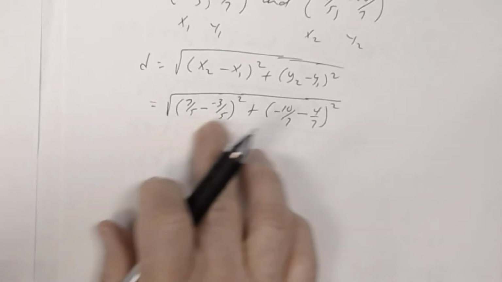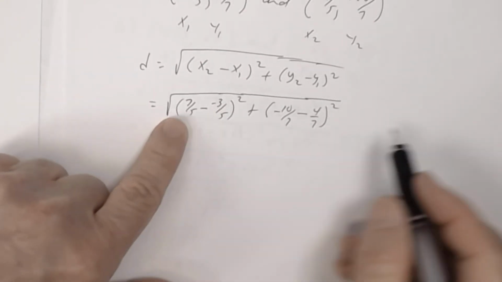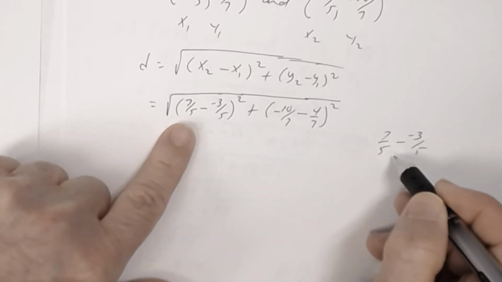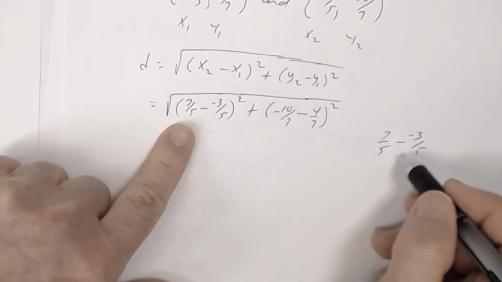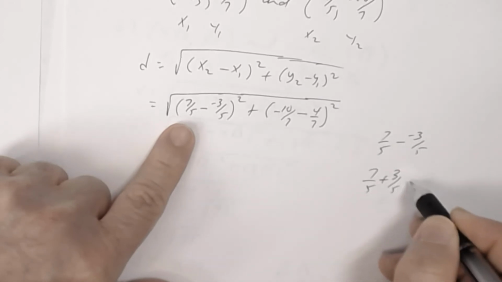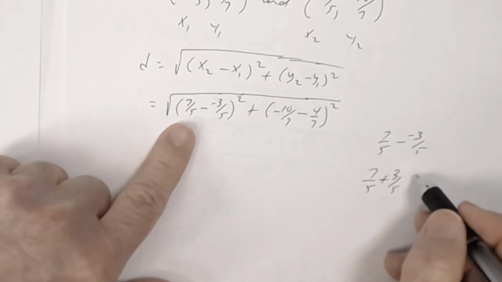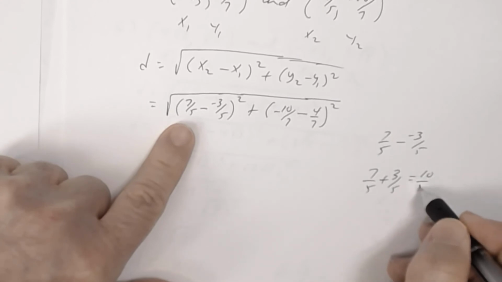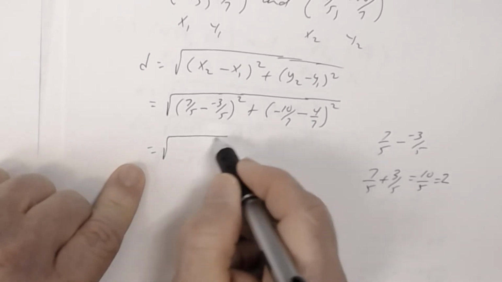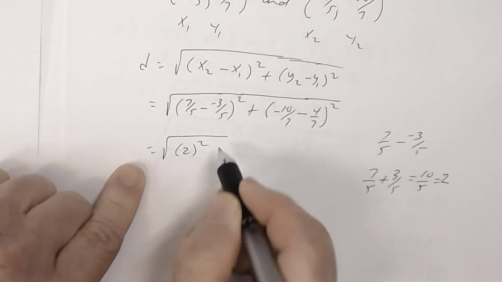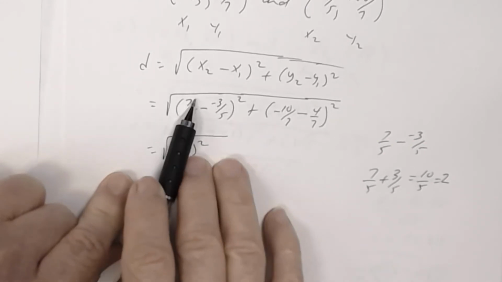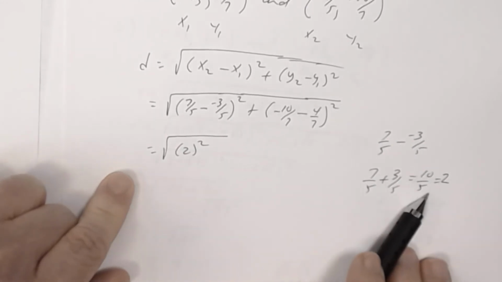Now we're going to simplify this. What is 7/5 subtract a negative 3/5? Do y'all agree that you're going to change subtraction to addition? So that's add the opposite. So it becomes 7/5 plus 3/5. And what's 7/5 plus 3/5? Well, that's 10/5, right? Which is 2. So this becomes the square root of 2 squared. Make sure you understand how this right here became 2.